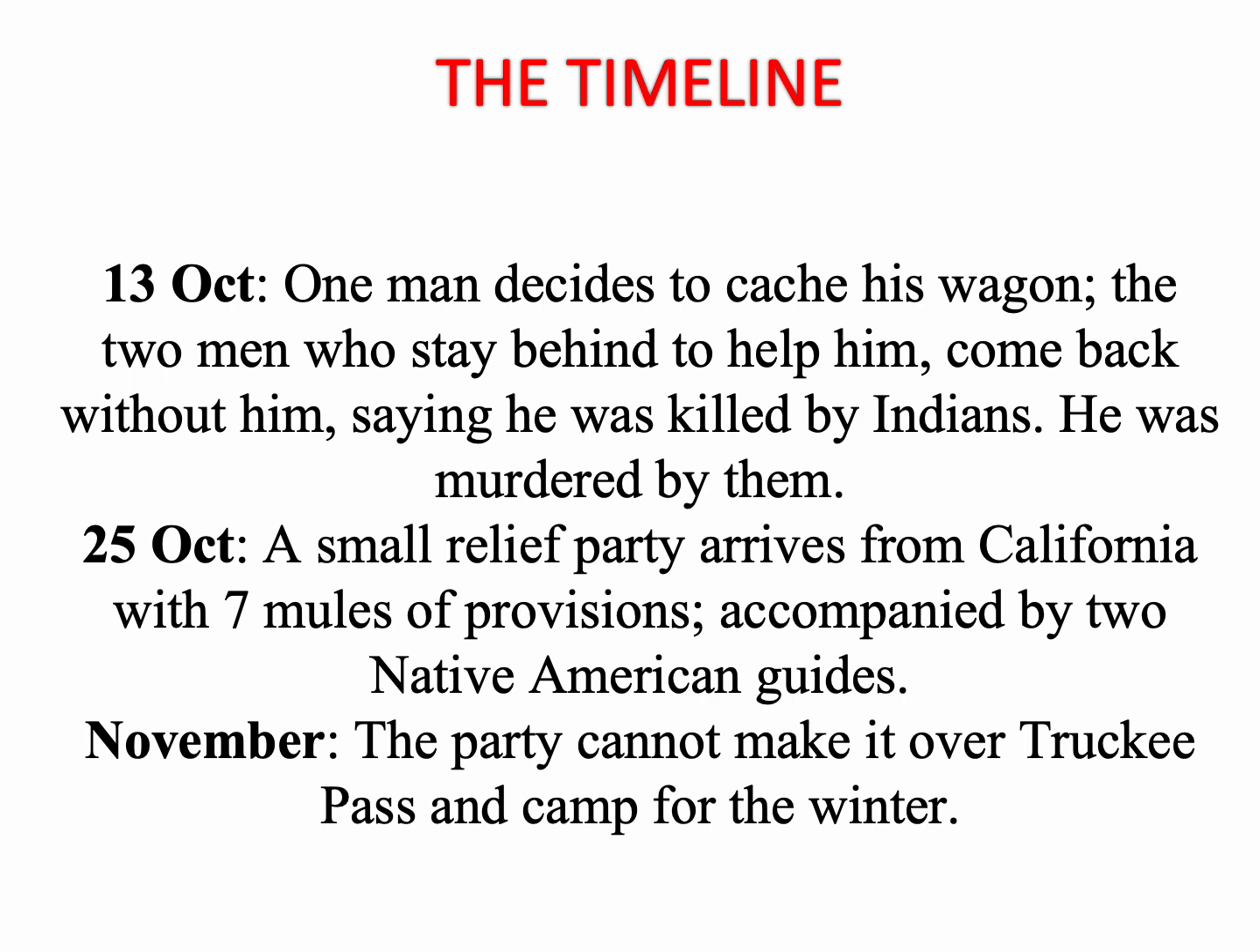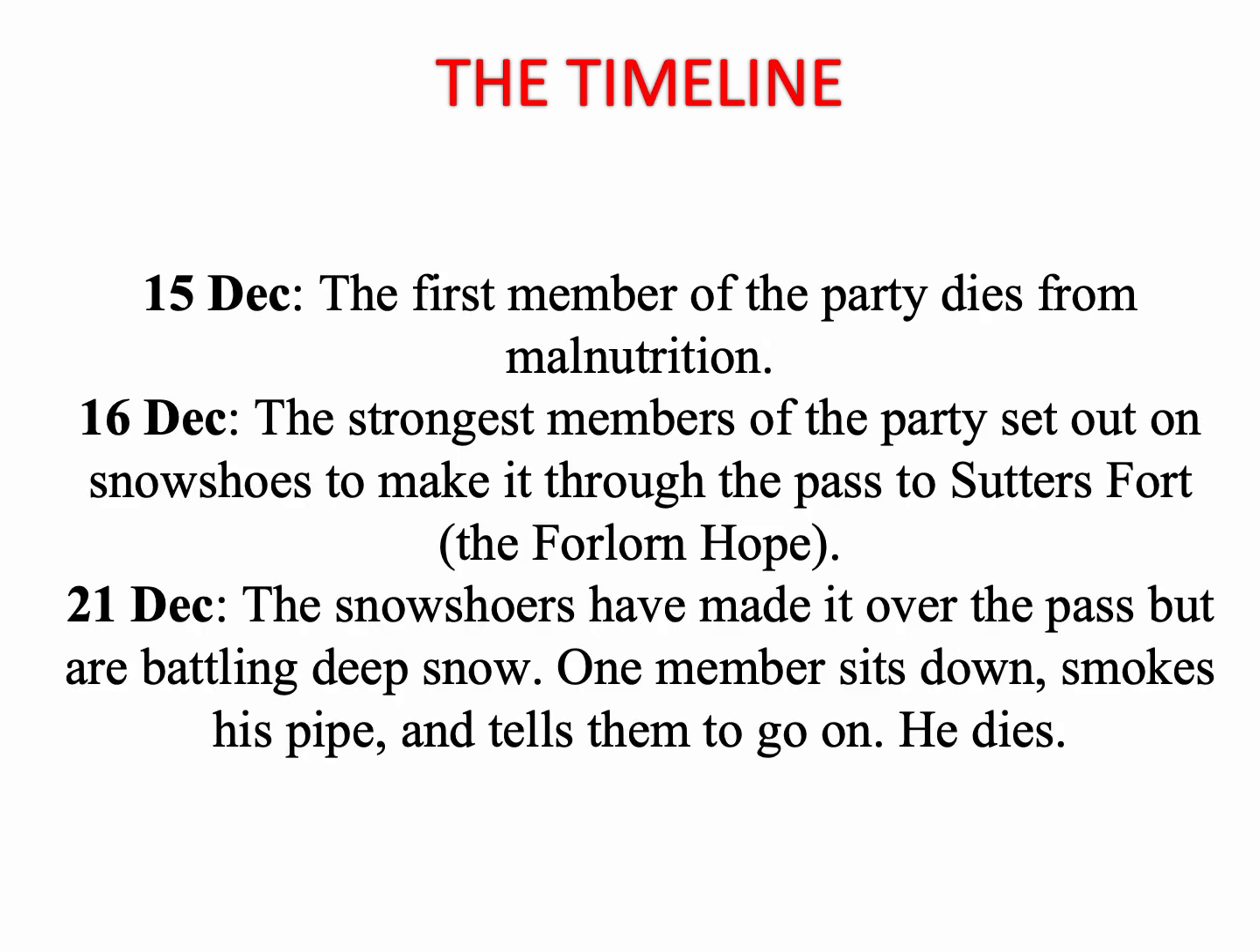On murder, one of the men stays behind. A relief party arrives with 2 Native American guides. But by November, they can't make it over Truckee Pass, and they decide to camp for the winter. The first member of the party dies from malnutrition on 15 December, but they were not the first person to die. We'll talk about that.